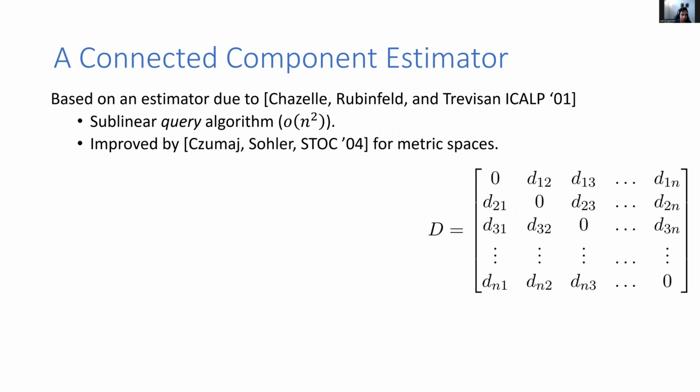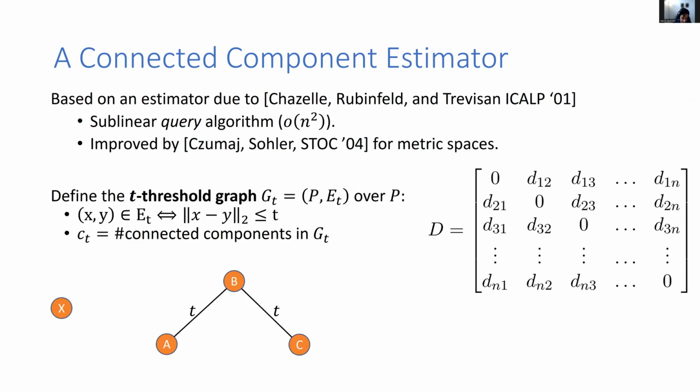And the results were later improved by Czumaj and Sohler for the case of metric spaces, where these distances satisfy the triangle inequality. So now let me say what the idea is. It relies on this very simple but very crucial definition known as a t-threshold graph. So this is simply an auxiliary graph that's defined implicitly. Given a set of points, the t-threshold graph of that set of points, G_t, is simply the graph such that two points x, y form an edge if and only if the distance between those points in the original space is less than t, the threshold t.